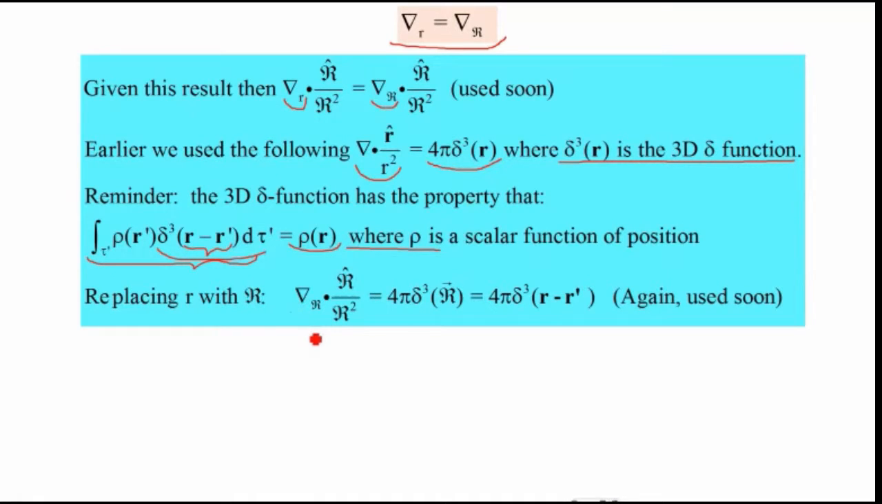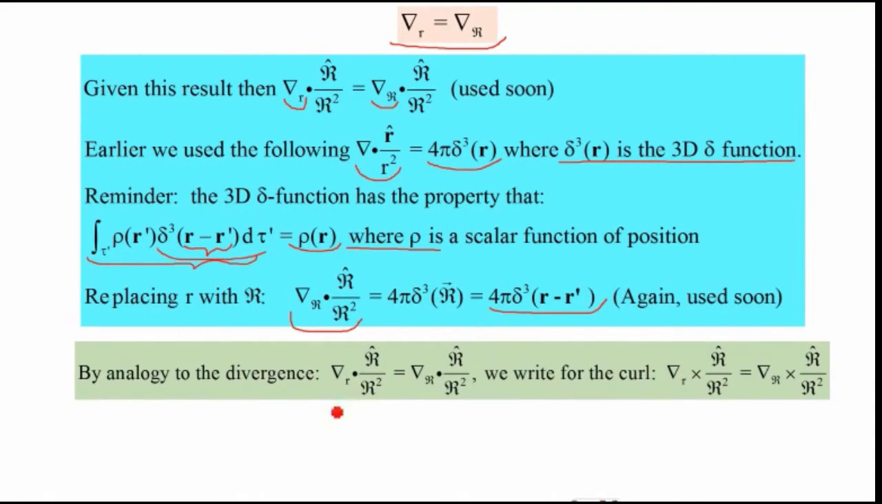We have the divergence of this function again, but instead of little r here, we're going to put funny r. And that leads then to this property here, that you have this divergence is equal to 4 pi times the three-dimensional delta function at r minus r prime. So we're going to use that again soon.